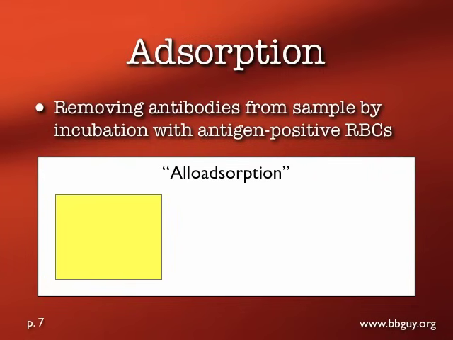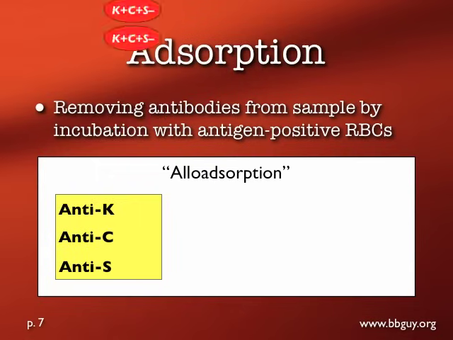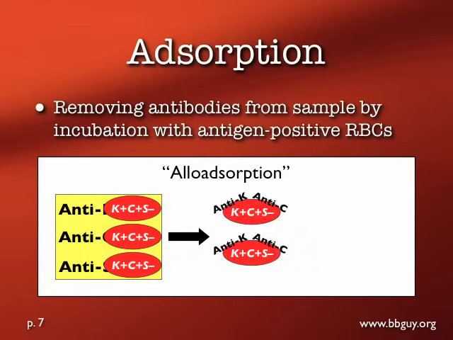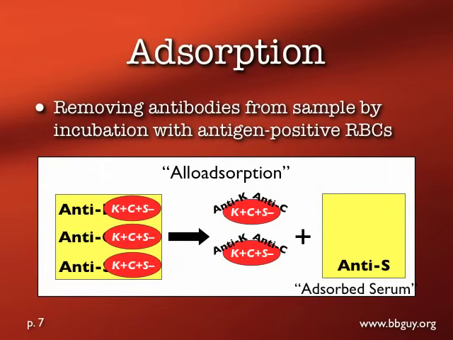Alloadsorption, on the other hand, is the same kind of deal. Let's imagine that we have someone with multiple alloantibodies, like this combination of anti-Big K, anti-Big C, and anti-Big S. In that case, say you were pretty sure that you had identified already the anti-Big K and the anti-Big C, and you thought there might be an anti-Big S there. Well, one of the things that you can do is find cells that are positive for the first two, positive for Big K and positive for Big C, and incubate them with that serum sample. Those cells would soak up the anti-Big K and anti-Big C antibodies and leave you behind with anti-Big S, so that you could test that adsorbed serum and show that that anti-Big S clearly is there.